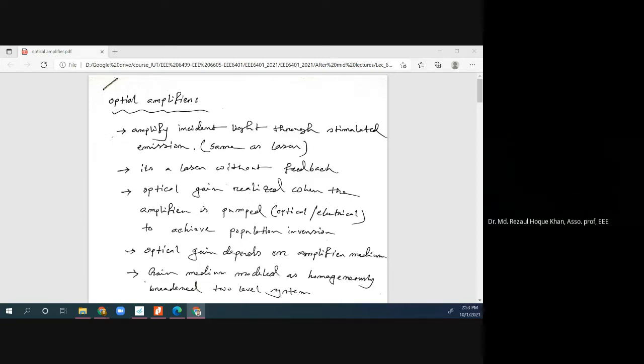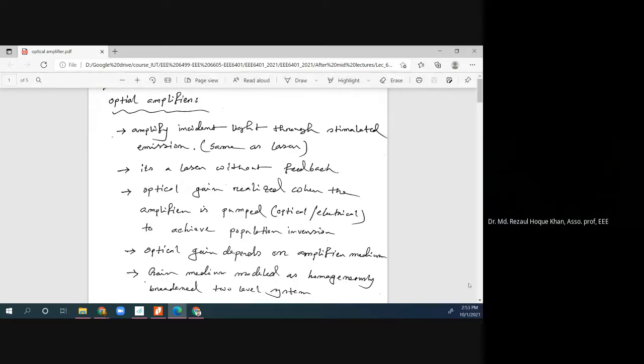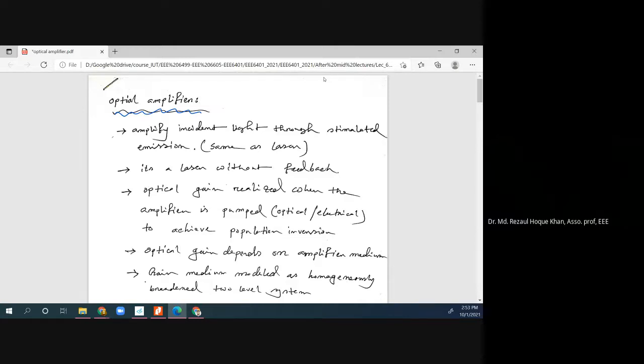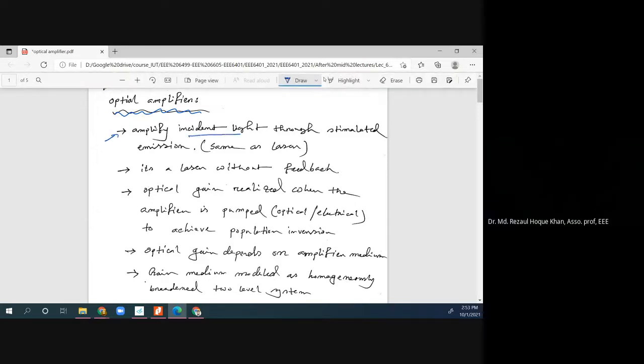In today's lecture, we will cover optical amplifier. This is actually our new topic. We have already covered optical transmitter, which is a laser, and optical receiver, which is a detector or photodetector. Now, today's topic is optical amplifier. So, what is an amplifier? Optical amplifier means it amplifies the optical signal, or amplifies the energy of a photon. So it amplifies the incident light which comes from a laser.